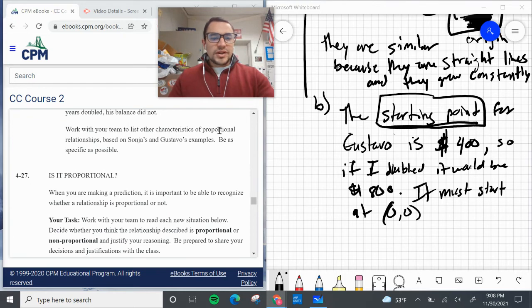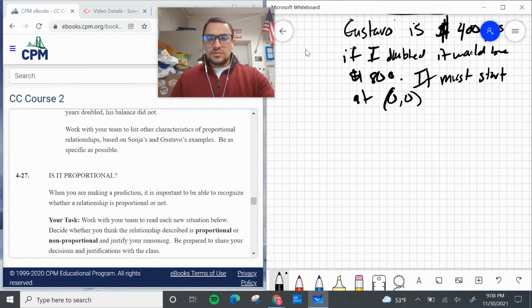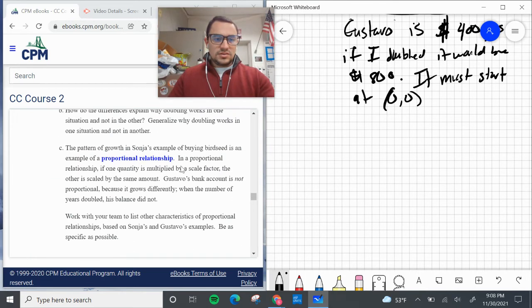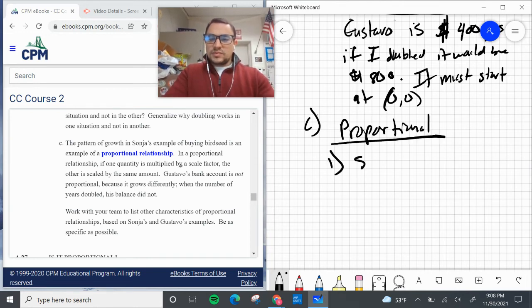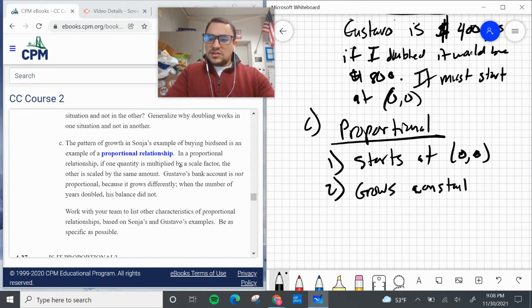Work with your team to list other characteristics of proportional relationships based on Sonia's and Gustavo's examples. Be as specific as possible. So that is C. Yes, C. Proportional. Number 1, starts at 0, 0. Can't stress that enough. Number 2, grows constantly. And that basically means a straight line.